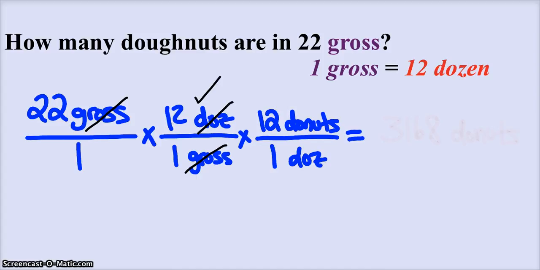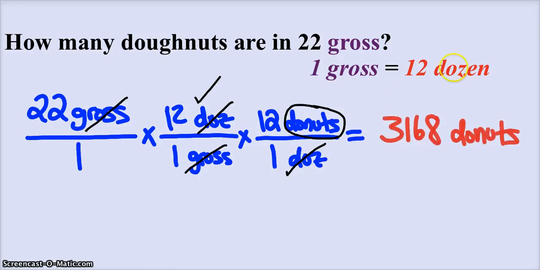I just add another conversion factor. Make sure the units are diagonally opposite so I can cancel out my dozen and finish with what I want to know about, how many donuts that is. I only spelled it differently so it would fit on the conversion factor. But so now again, mathematically, multiply across the top. The bottom is 1 times 1 times 1. So when I multiply those three numbers together, I get 3,168 donuts.